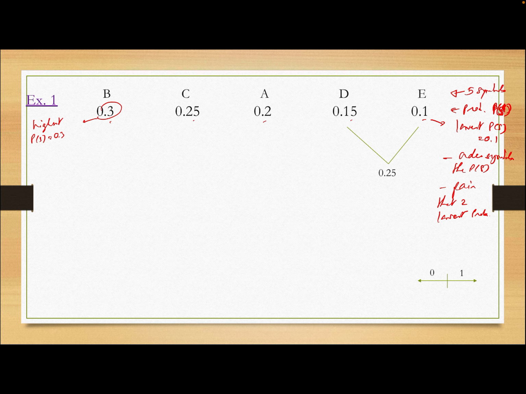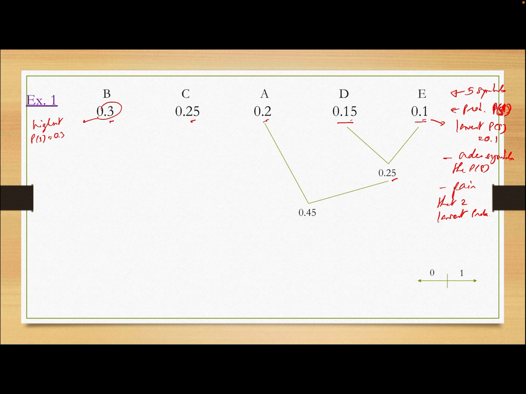Then you pair the 2 lowest probabilities together. So the first step, after you order the probability, is to pair the lowest probabilities together. So it's always going to be on the right. This 0.1 and 0.15 are the lowest because we ordered them before. So you sum it, you get 0.25.